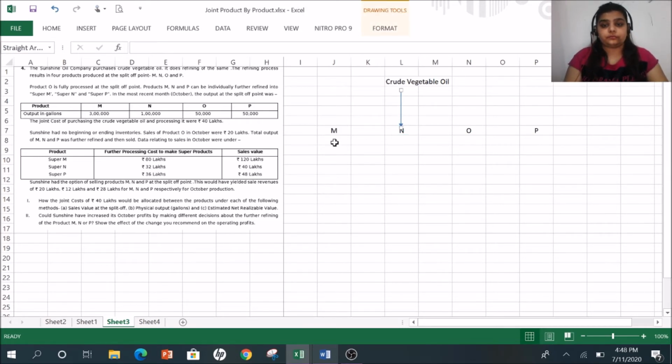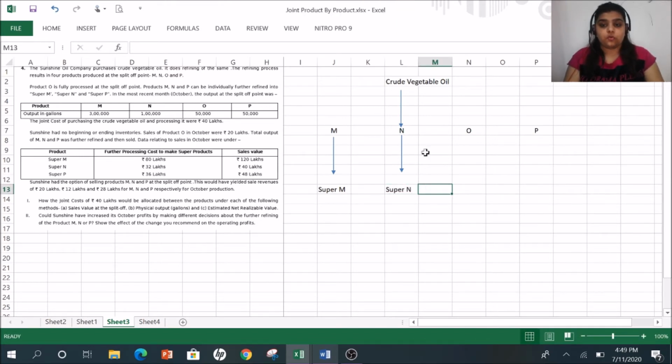So M is further refined into super M, N is further refined into super N, O is fully processed, and P is further refined into super P. Now let's go ahead. In the most recent month, October, the output at the split off point was, in gallons, 3 lakh gallons.